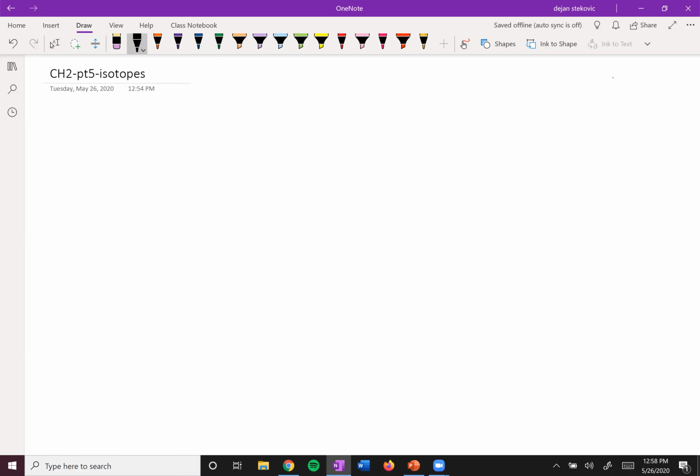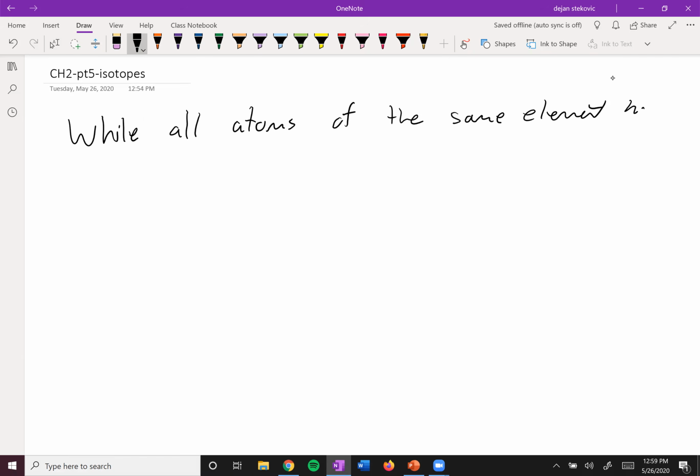All right, so last time we learned that in order for an element to be the same, it has to have the same number of protons. If you have one proton, you're a hydrogen, two protons, you're a helium, and so on and so forth. However, while all atoms of the same element have the same number of protons, they don't always have the same number of neutrons.